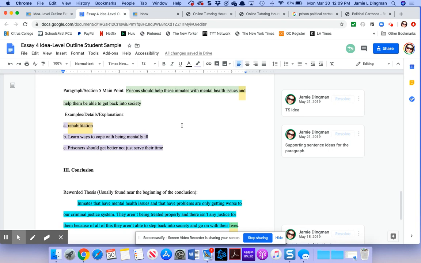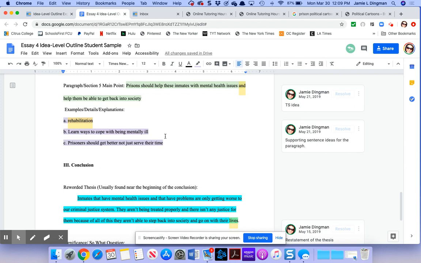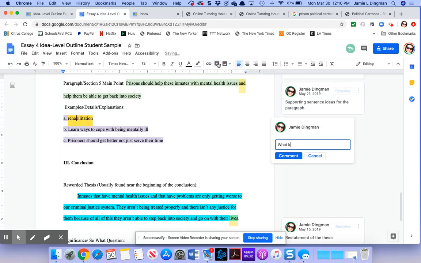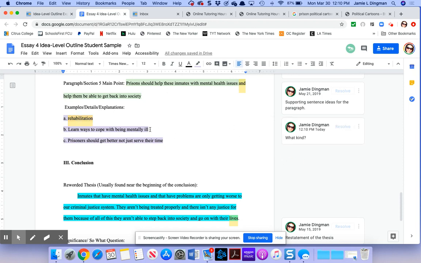They're explaining the problems, and now they're presenting solutions. So what they have here is rehabilitation. For this one, I would want to know what kind of rehabilitation. That would be good. Maybe list those things out. Learn ways to cope with being mentally ill. Oh, okay, I like that.